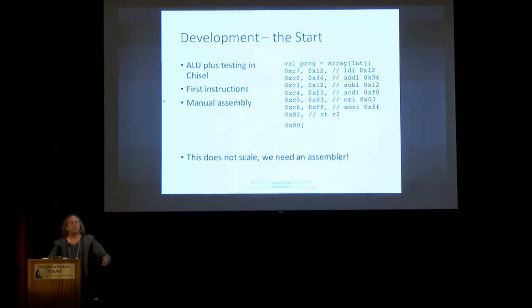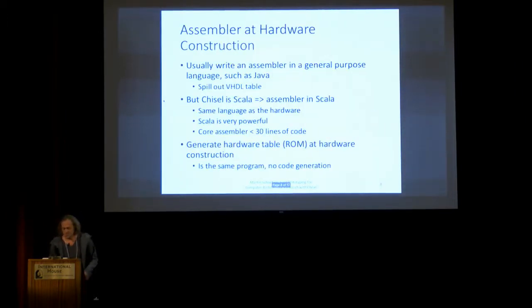Then when you start processor design, you start with the ALU maybe, some Chisel testbenches, your first instructions, and then you manually write your assembly code into your Scala testers, and then it doesn't scale, so you need an assembler. Usually when you use VHDL or Verilog, how do you write your assembler? You write it in Java, Python, whatever. I've done this several times, spitting out VHDL code. But not so in Chisel, because Chisel is Scala. In Scala, you have the full power there.